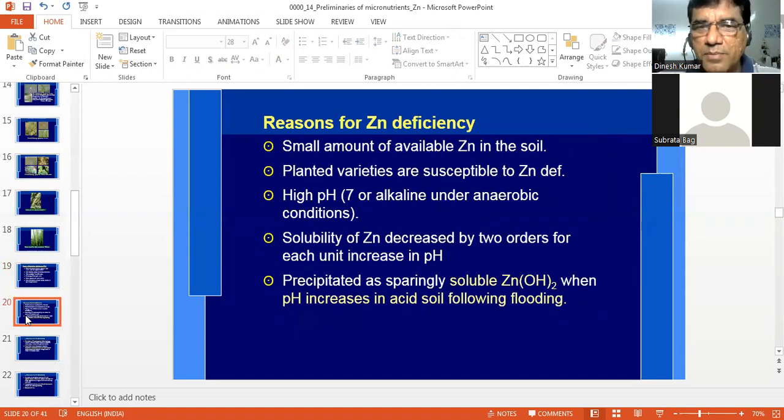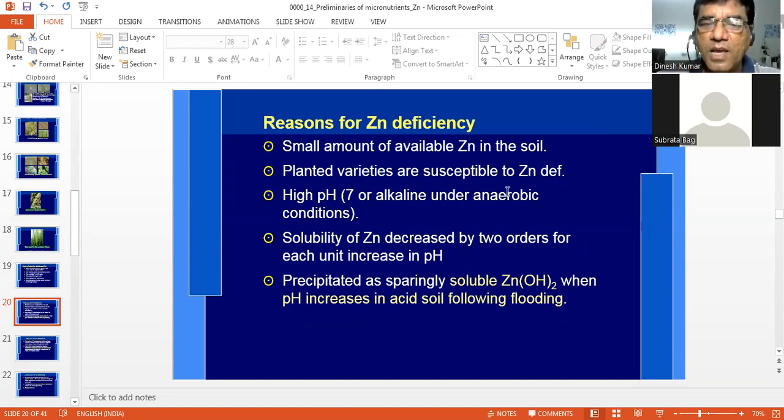Reasons of zinc deficiency: a small amount of available zinc in the soil, because availability of zinc is very, very important. If a nutrient is there in the soil, but it is not in available form, then surely you will get deficiency. So there can be sufficient zinc in soil, but it is not in available form. It gets precipitated or it becomes part of other minerals. Planted varieties are susceptible to zinc deficiencies. So some crops and their varieties are susceptible to zinc deficiency.